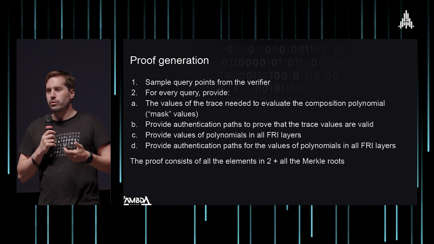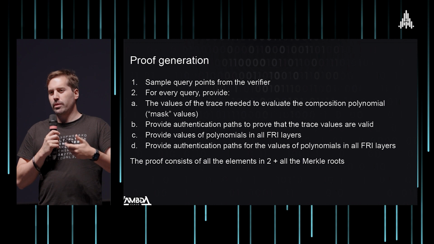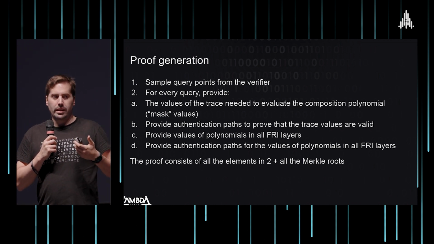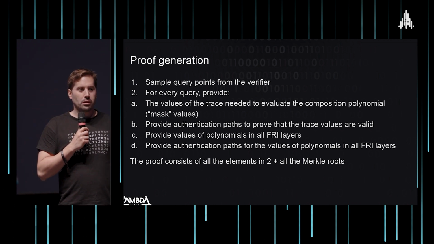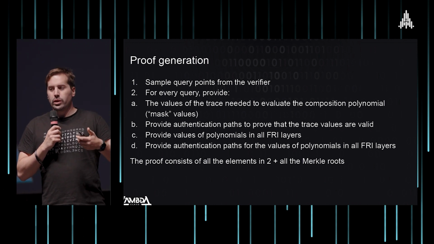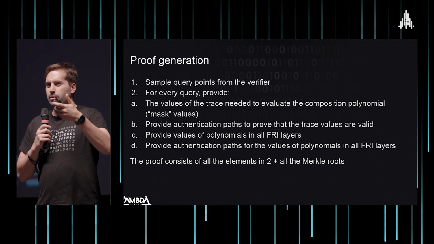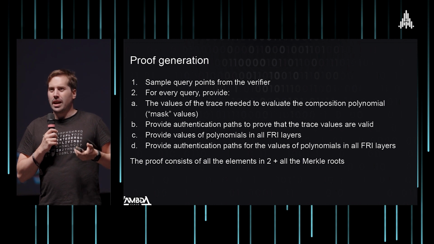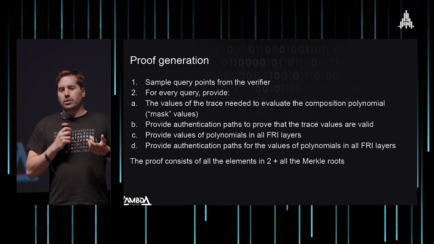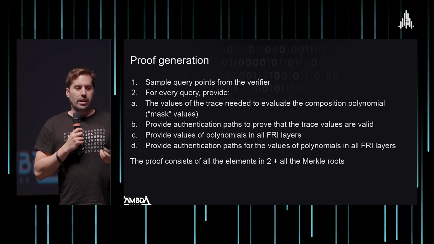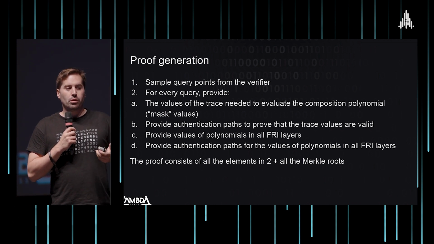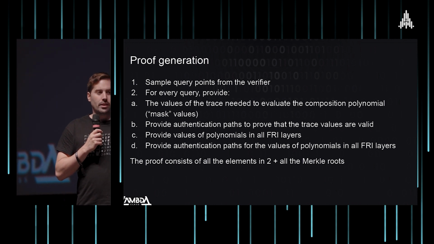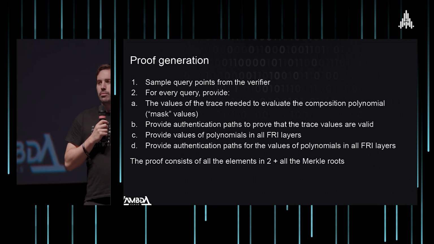Of course, then we have to prove that all those evaluations are in the Merkle trees to which we committed our evaluations. And then what we will have to do is, from every polynomial at every FRI layer, provide the evaluations and the inclusion proofs, which are just the authentication paths. So in general, the proof will consist of all the elements in the queries plus all the Merkle roots.